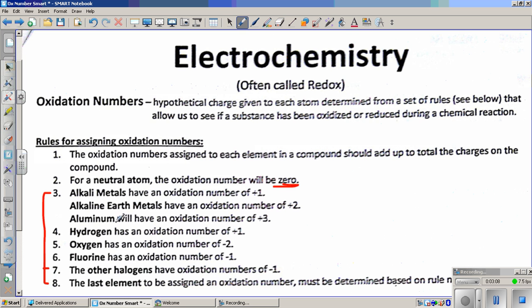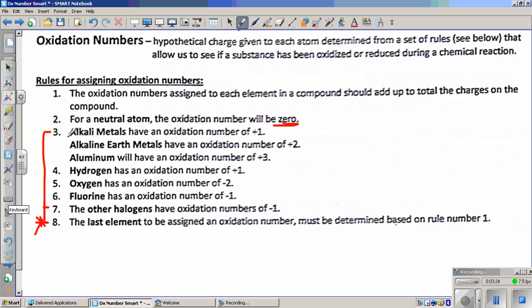But the key is this last one. You have to mathematically determine the last element in your compound. Okay, so your rules are going to dictate all the way up to the last one, and then the last one has to actually physically be calculated. You may remember this from last year because we did do this last year.